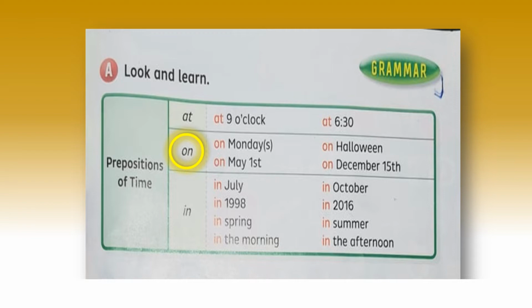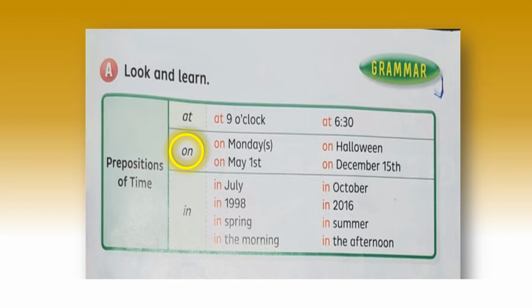So we talked about on before. I told you that if we use the name of a day, Monday, Tuesday, Wednesday, Thursday, Friday, then we say on. We use it when we are talking about one day, just one. And then we have on May the 1st.